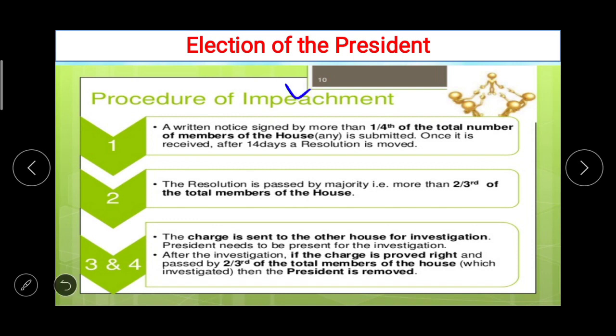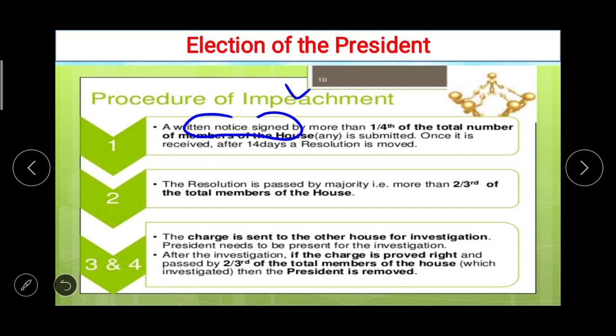Any one house can lay the charge of violation of the constitution and the investigation of the charge is carried out by the other house. किसी भी एक हाउस को ये चार्ज करना पड़ता है. A written notice signed by more than 1/4 of the total number of the members of the house is submitted, and once it is received, after 14 days a resolution is moved.